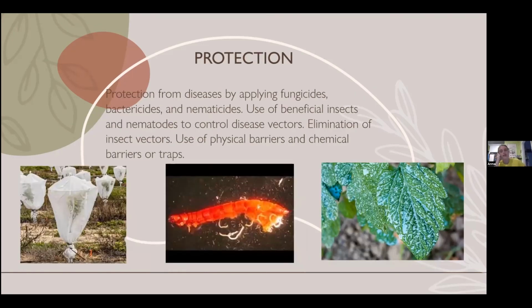Protection, so excluding and protecting those trees or shrubs or plants from the pathogen through applying fungicides, bactericides, or nematicides, use of beneficial insects, nematodes to control the vectors of the disease, and elimination of those insect vectors. You can use physical barriers or chemical barriers or traps. And on the left there, those are tree defender bags. They keep the Asian citrus psyllid from landing on the citrus tree and infecting it. So that's a protective measure.